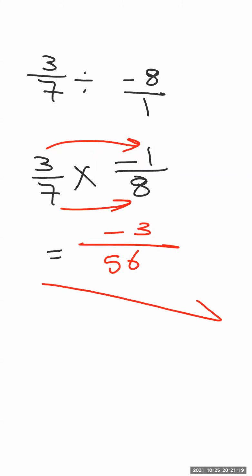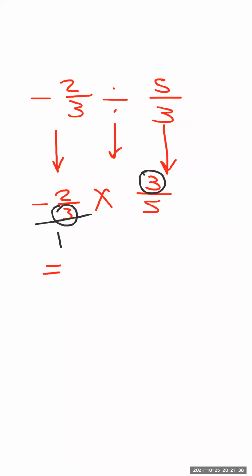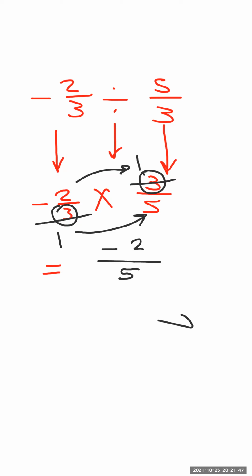The previous question was like this: -2 over 3 divided by 5 over 3. Write down the first number, -2 over 3. Change the division into multiplication. Flip the number. Multiply. Here there's 3 and 3. We can simplify both by dividing the two numbers by 3. So now -2 times 1 equals -2, and 1 times 5 equals 5. That's it. Okay, guys, clear?